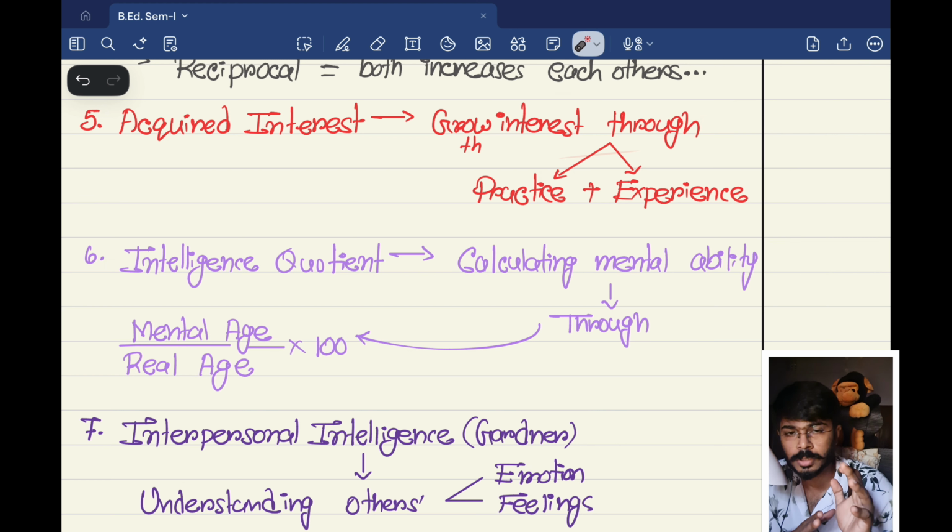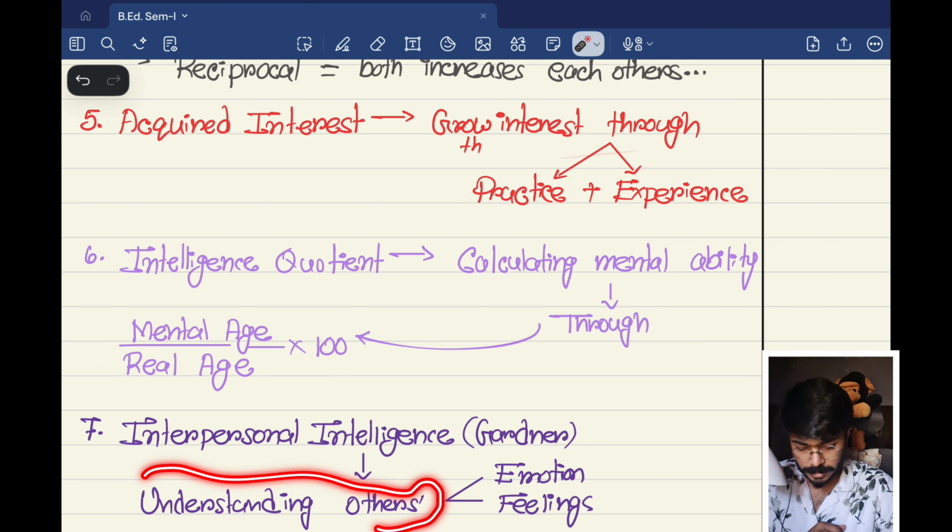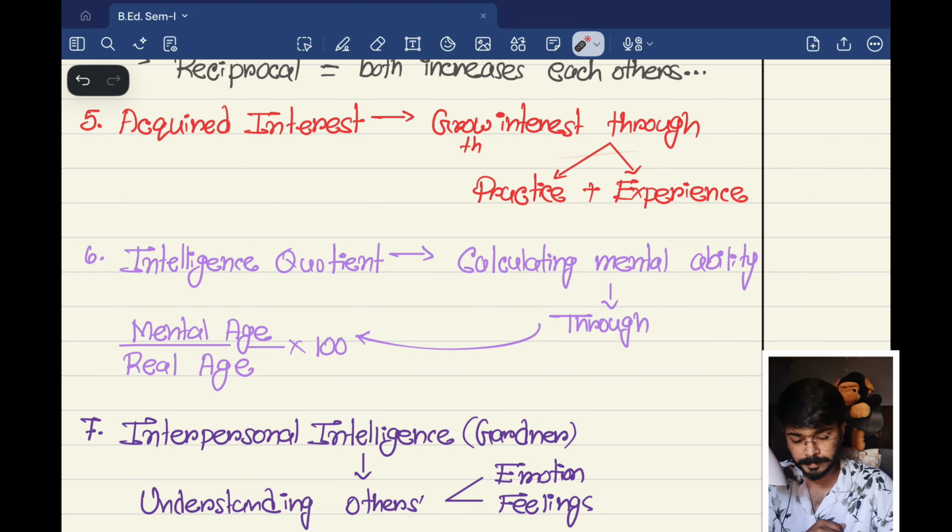Whenever you see one terminology that is a little bit awkward, a little bit unheard, like interpersonal intelligence, it is talking about intelligence, but there is something like interpersonal. It means understanding others' emotions and feelings. These two things will generate the marks for you. If you want to write it this way, understanding others' emotions, you have to write different qualities. You are trying to understand others' emotions, feelings, and something more, maybe behavioral aspects you want to analyze. This is called interpersonal intelligence as mentioned by Gardner.